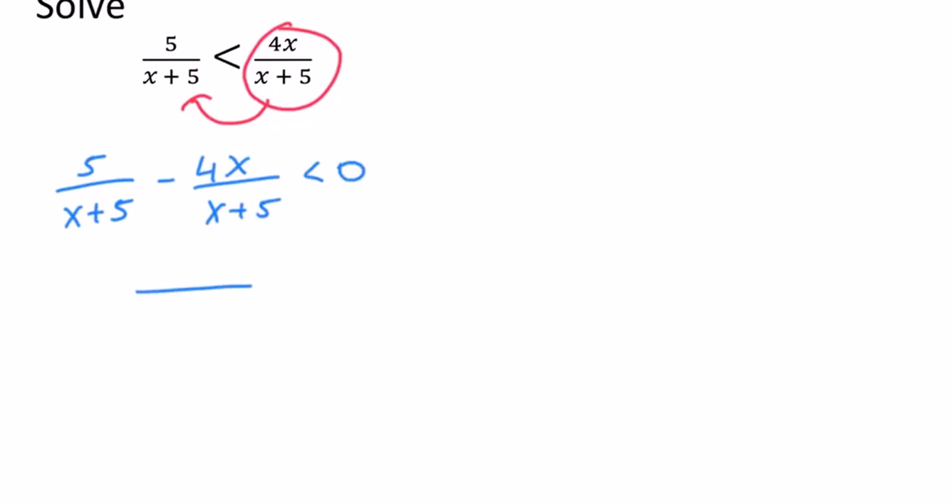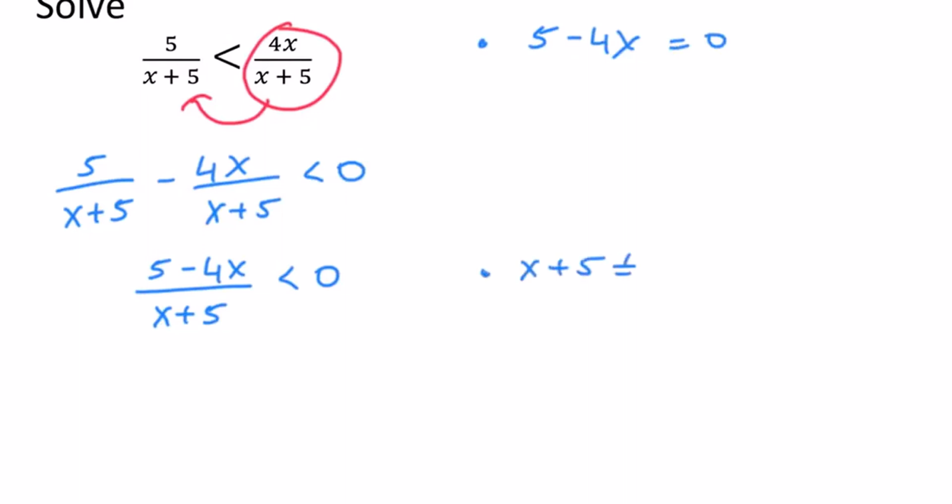Subtraction, so we need a common denominator, which we already have here, x plus 5. So the top we have 5 minus 4x is less than 0. Set the numerator equal to 0 and solve, and set the denominator not equal to 0 and solve.